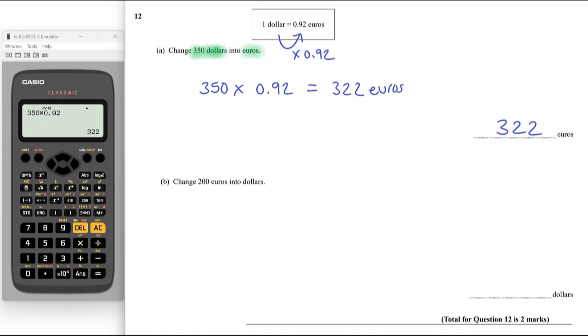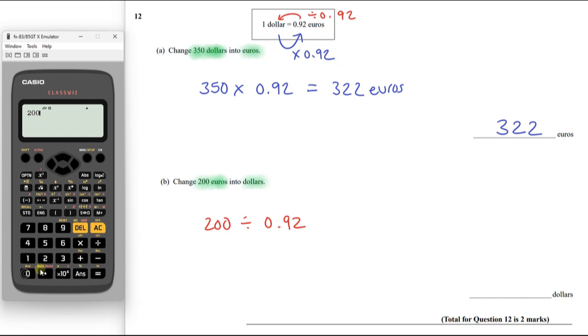Okay, let's look at part B. It says change 200 euros into dollars. So this time we're going the other way. To go from dollars to euros, we're multiplying by 0.92. So to go from euros to dollars, we're going to do the opposite. So we're going to divide by 0.92. However many euros we've got, in this case 200, we're going to do 200 divided by 0.92.